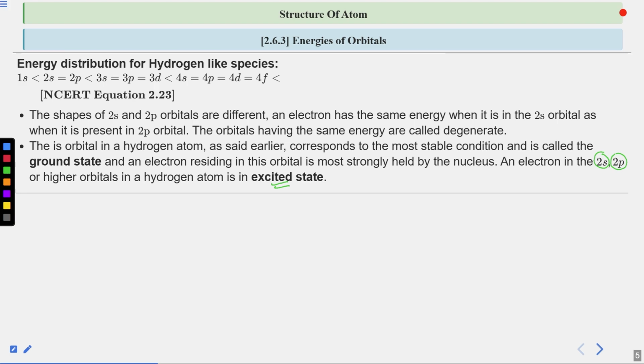I guess this part is clear. Any doubt? Does anyone have any doubt in this part? Remember, all of this is applicable only to hydrogen-like species and hydrogen.